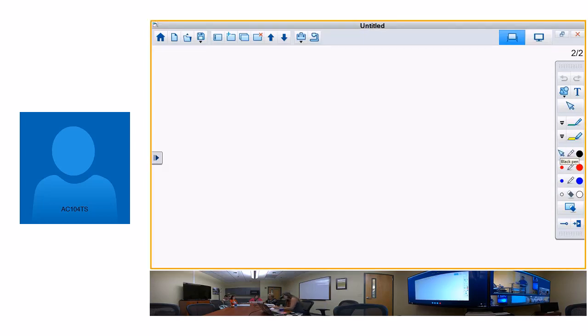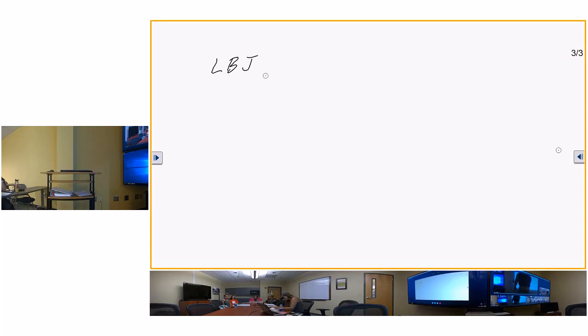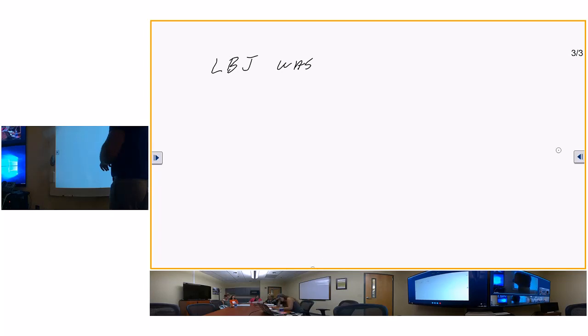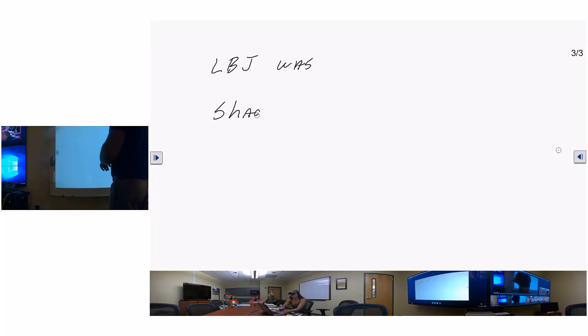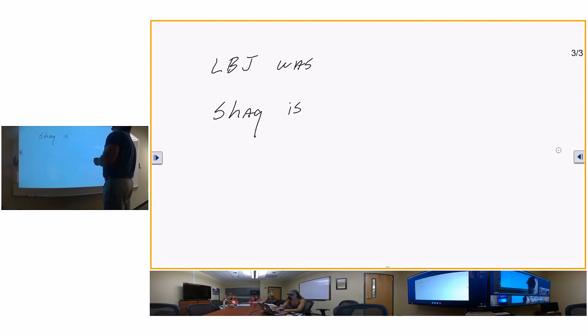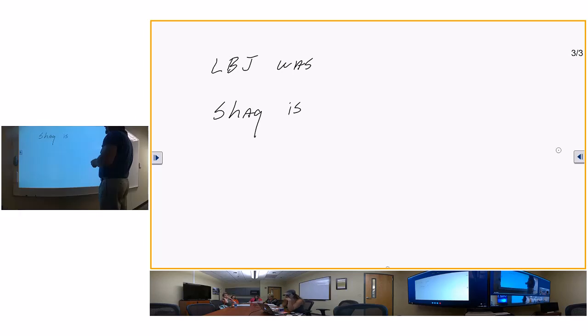Let me just draw it out. Let me just write it out. LBJ was, I'm just going to make these up. I'll tell you what, somebody Google LBJ and then height. And then somebody Google Shaq's height. Somebody do that for me. What's LBJ's height? I think he was 72 inches. Does that sound right? I'm sorry, what? 6'8". LBJ was 6'8"? LeBron? Yeah.